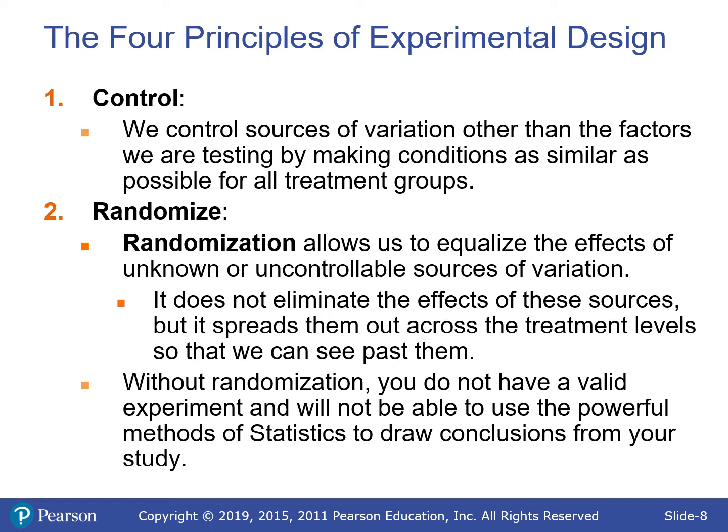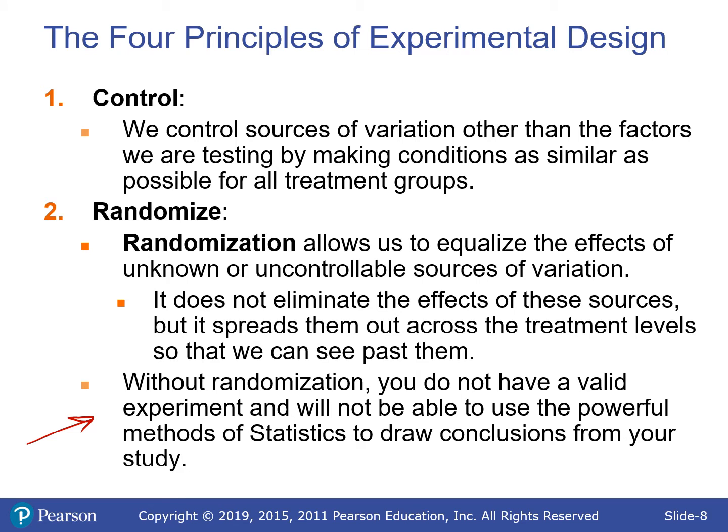The randomization helps to control some of those other things that we don't know about. For instance, certain people might react differently to certain treatments. By randomizing, that's going to spread that variability out between the treatments. And so that helps to control those individual responses. And without randomization, you don't have a valid experiment.